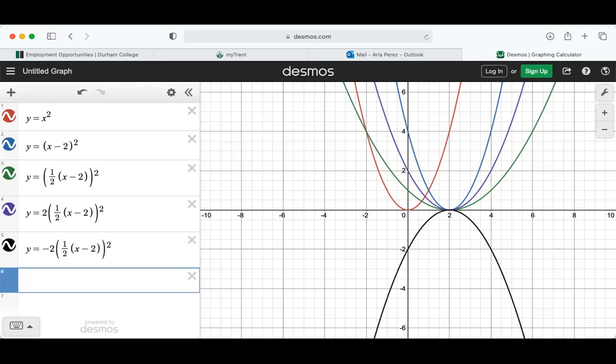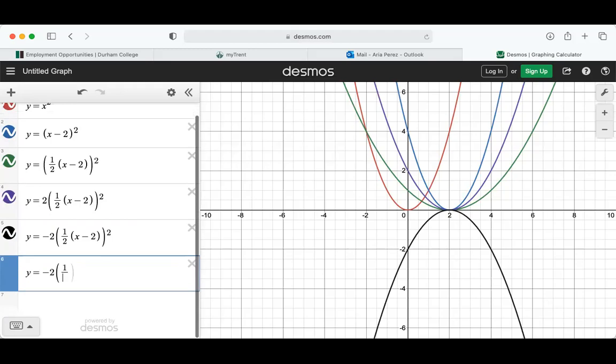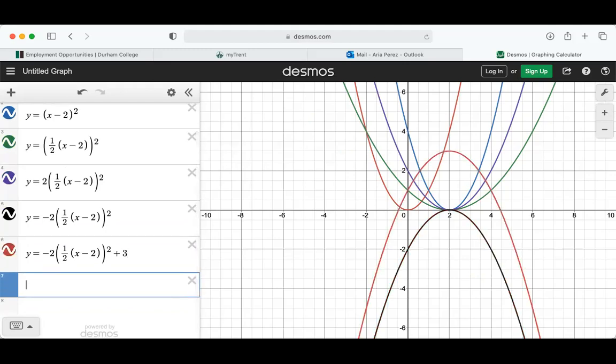And the last one would be a vertical shift, and then it shifts up 3 units. So you can play around with this grapher to help you with your assignment or with just checking your work to make sure you can plot it correctly.